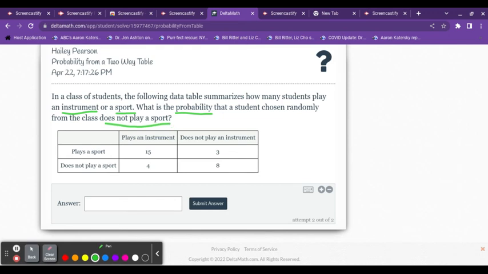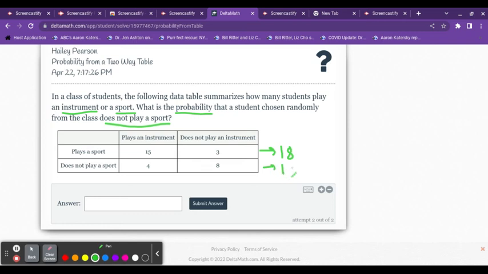So, for those of you who don't remember, probability is the likelihood of an event. In order to figure out the probability, we need to figure out our totals. So, our totals here, if we add up how many students play a sport, we do 15 plus 3, and we get 18. For the students who do not play a sport, 4 plus 8 gets you to 12.